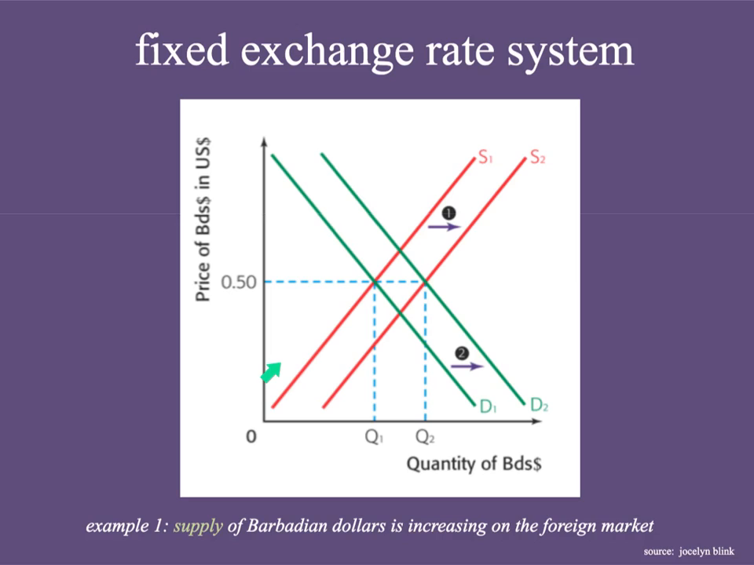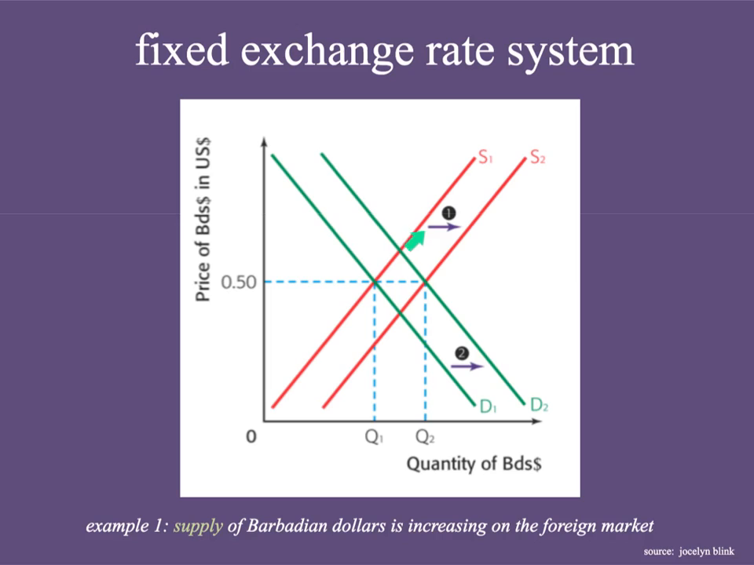Okay, so this situation right here shows a situation where the supply of Barbadian dollars is increasing on the foreign exchange market. An increase in supply of Barbadian dollars may be caused, for example, by Barbadians purchasing greater amounts of imports, right? So the supply curve therefore shifts from S1 to S2, and there is an excess supply of Barbadian dollars of Q1, Q2. Okay, without government intervention, the exchange rate will fall, right? Naturally, the exchange rate would fall from here to there. You see that? If this were not a fixed exchange rate.